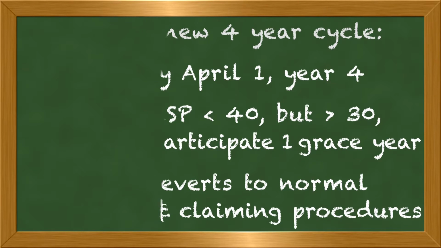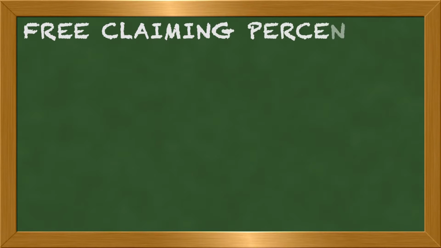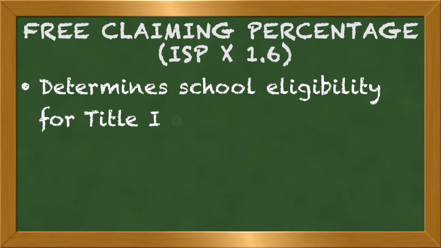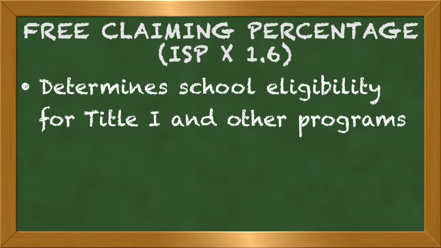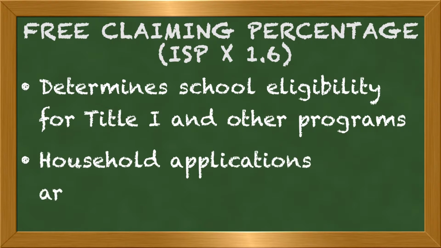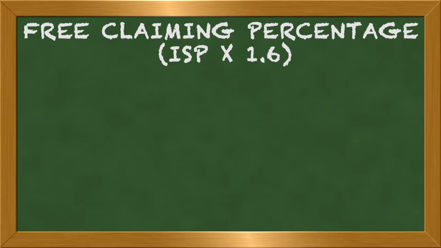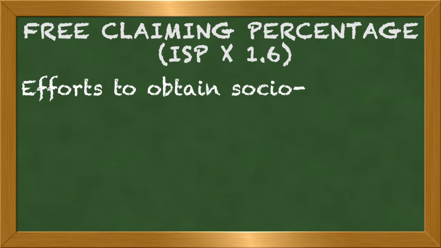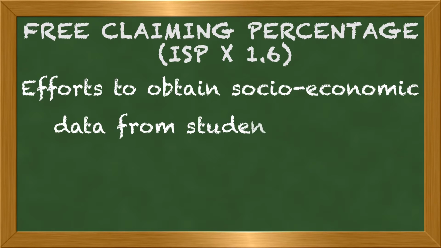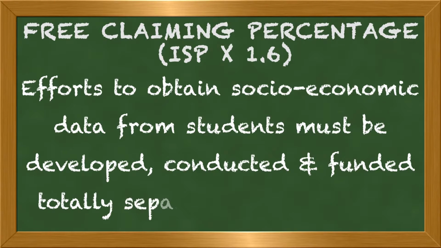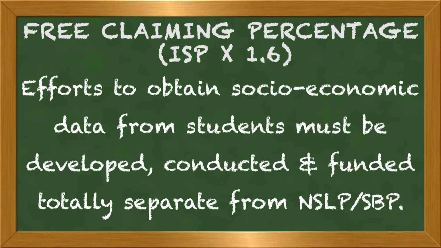The school's free claiming percentage will be used to determine school eligibility for Title I and other programs such as the Fresh Fruit and Vegetable Program, Child and Adult Care Feeding Program, Seamless Summer Option, and After-School Care Program. Household applications are not required. Other uses of the free claiming percentage: any LEA seeking to obtain socioeconomic data from students would be required to develop, conduct, and fund such effort totally separate from the National School Lunch Program and School Breakfast Program.